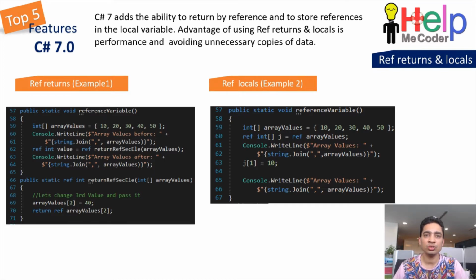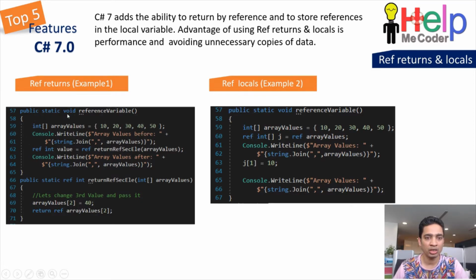In earlier versions of C#, we could only pass ref values as parameters in a method, but in C#7 we can now return ref values and also assign ref values to local variables. To see this in action, let's look at an example.